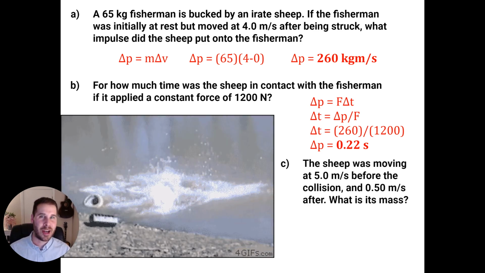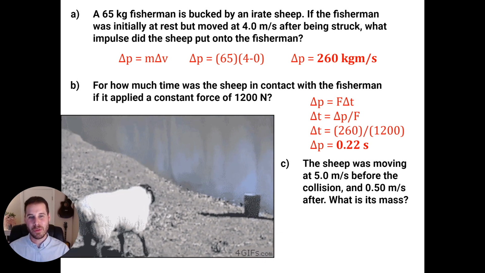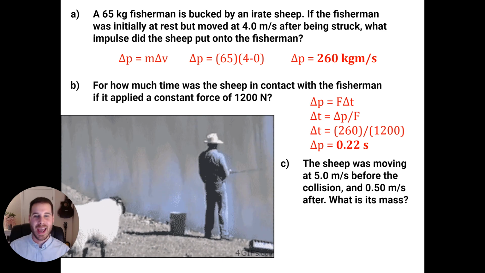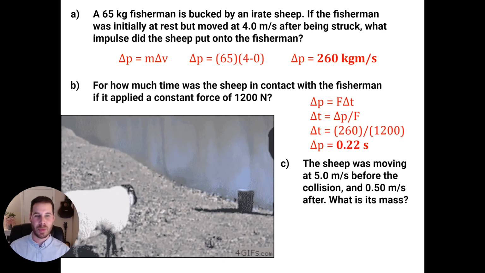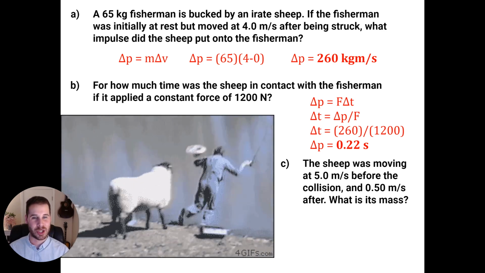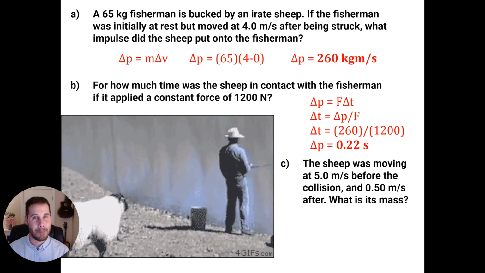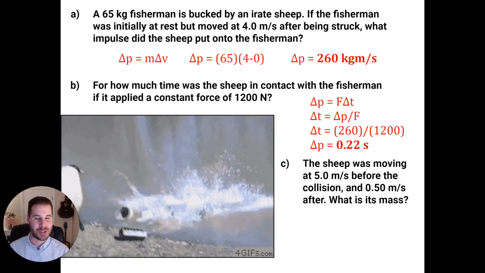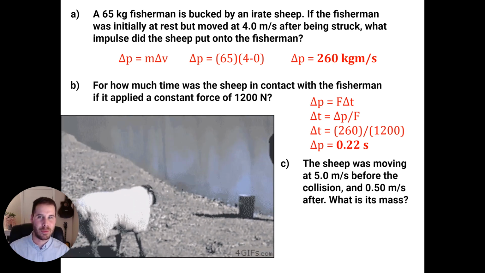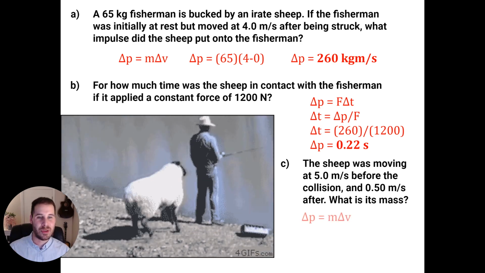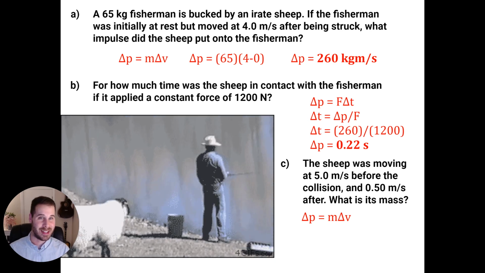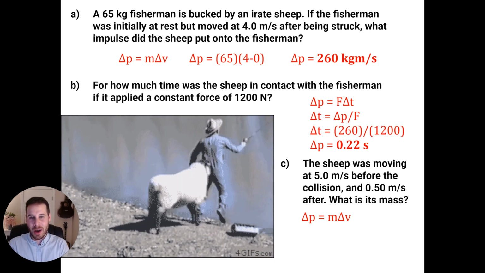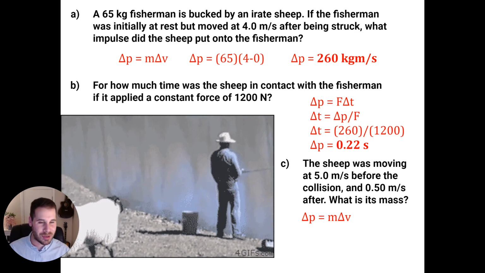Now part C, this is the final part for today. The sheep was moving at 5 meters per second before the collision and is moving at 0.5 meters per second after the collision. What is its mass? This is a bit of a harder problem, but I'm going to guide you through it. They're asking for mass, so we definitely have to use the formula that has mass in it. We can't use the one from part B that doesn't have mass. So we know automatically we're going to use this one, but how are we going to use it?